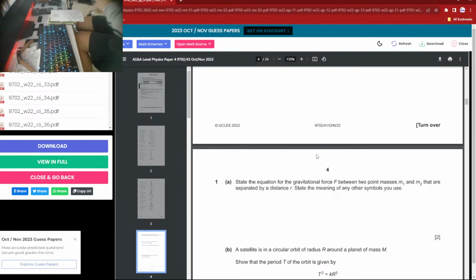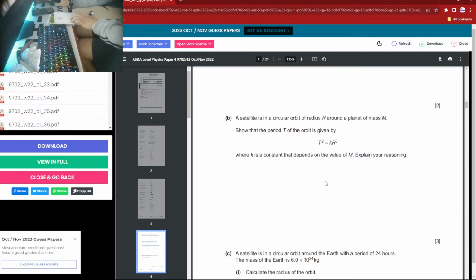Okay, state the equation for the gravitational force F between 2 point masses M1 and M2 that are separated by a distance r. State the meaning of any other symbols you use. So this is just gravitational force, F equals G M1 M2 over r squared. It's force, by the way, so it's r squared, not negative GMm over r. That's potential energy. So from here, the only other constant we use is the gravitational constant. That should give you your 2 marks.